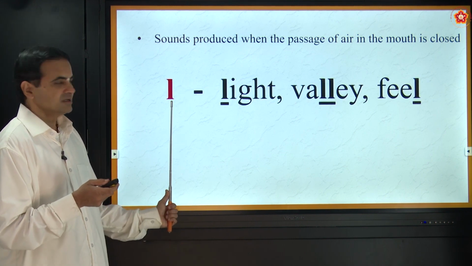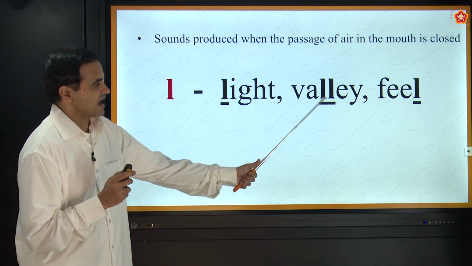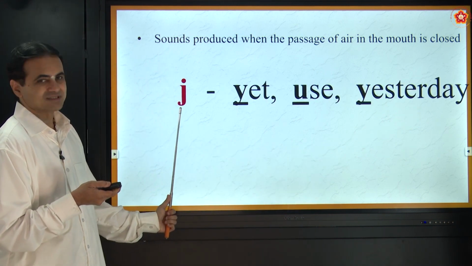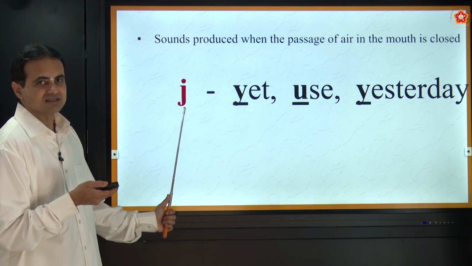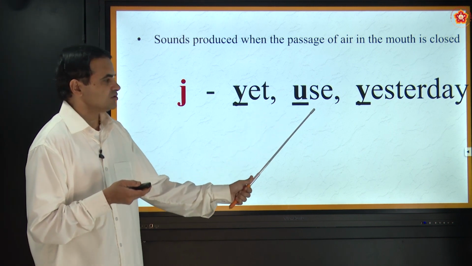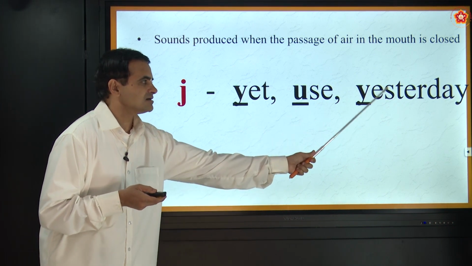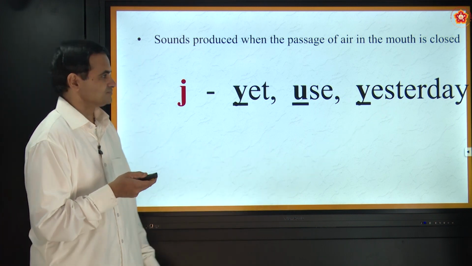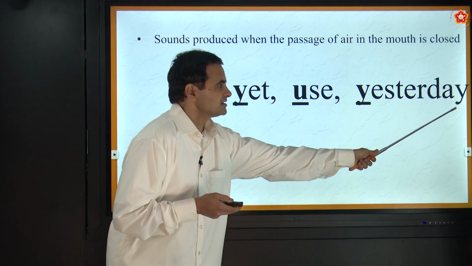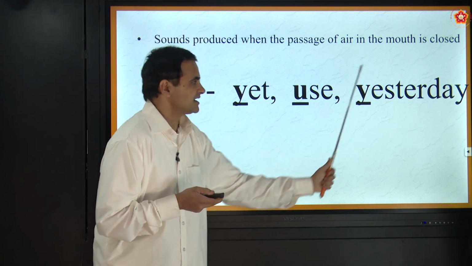Next one, simple. L represents L. Light, valley, feel. Next one, small j represents the sound Y. See here, yet, use, yesterday. So Y. Here it is Y, here also it is Y. But we don't say here "esterday." It is yesterday, where this is A and this is Y here.